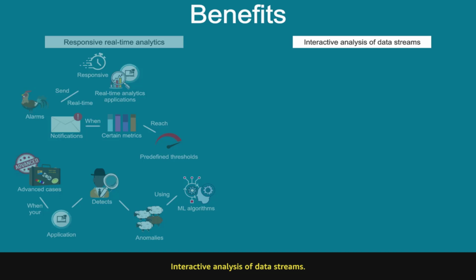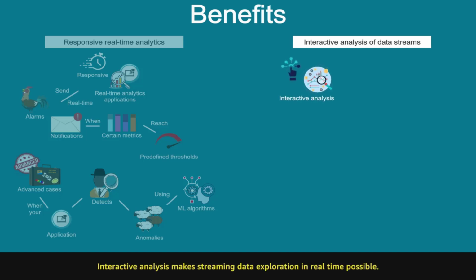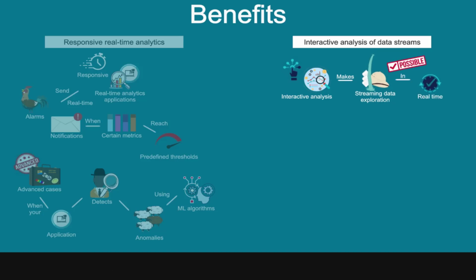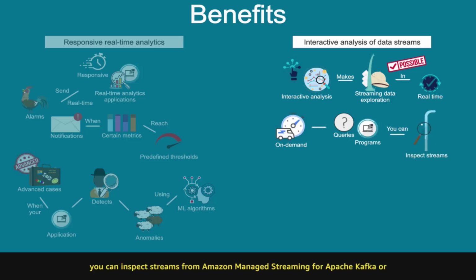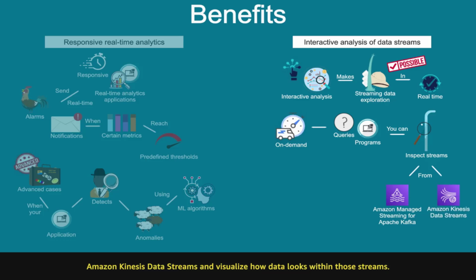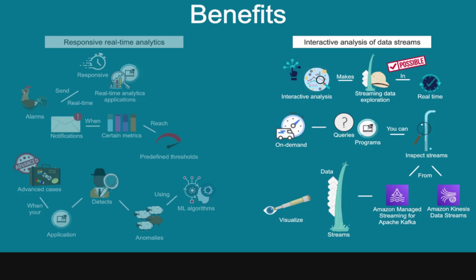Interactive analysis of data streams. Interactive analysis makes streaming data exploration in real time possible. With on-demand queries or programs, you can inspect streams from Amazon Managed Streaming for Apache Kafka or Amazon Kinesis data streams and visualize how data looks within those streams.